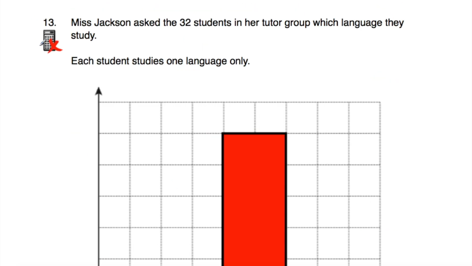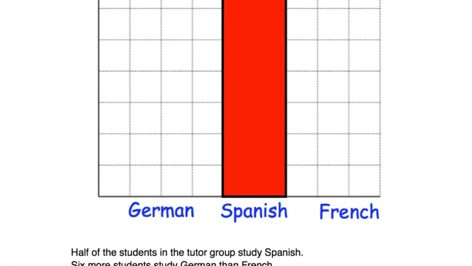Okay, so let's have a look at our next question, question number 13. It says, Miss Jackson asked the 32 students in her tutor group which language they study, and each student studies one language only. So each of the 32 students just studies one language. And we've got this bar chart, and it's incomplete.